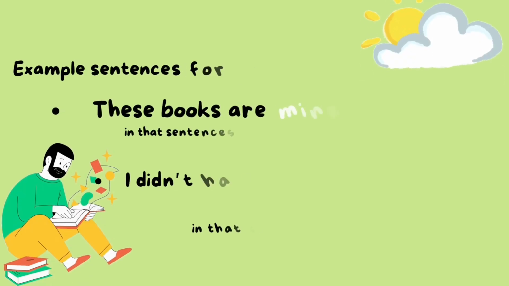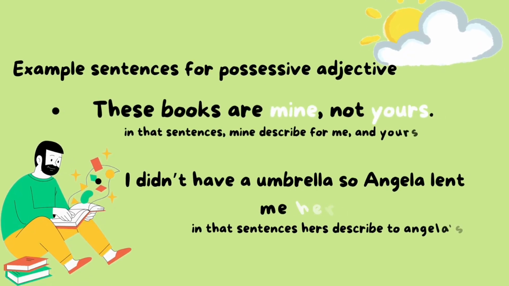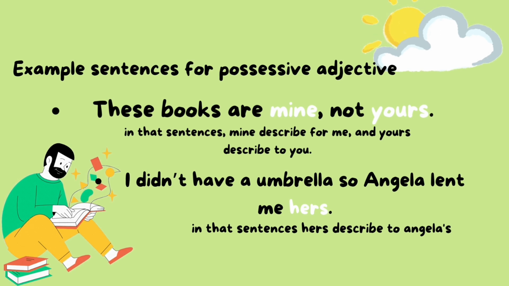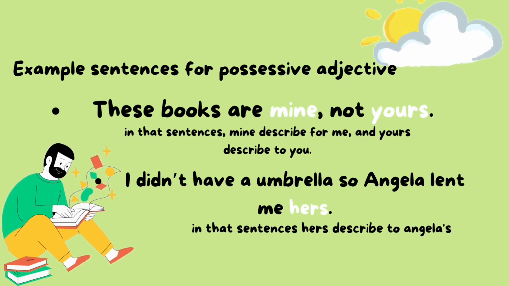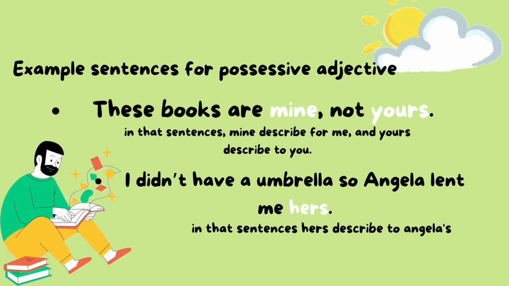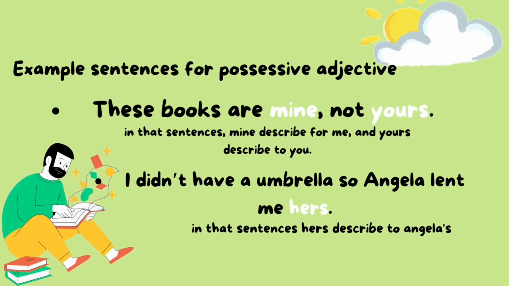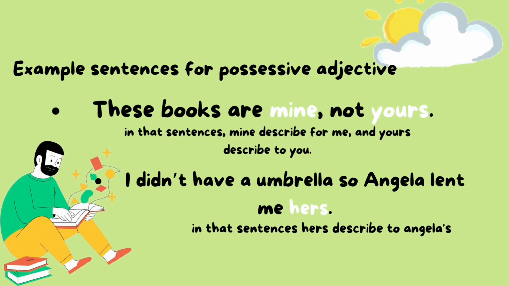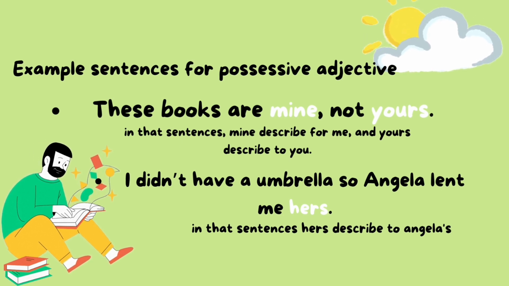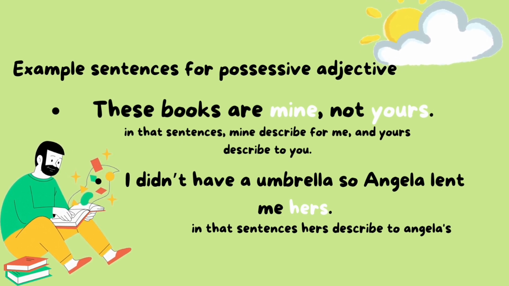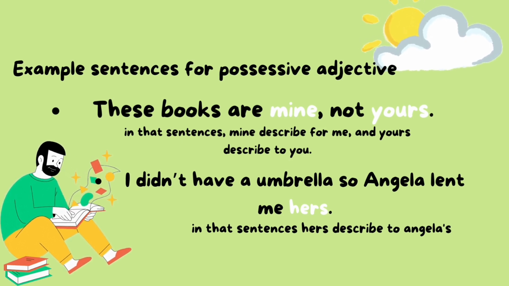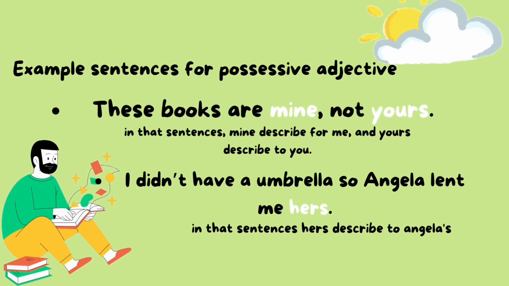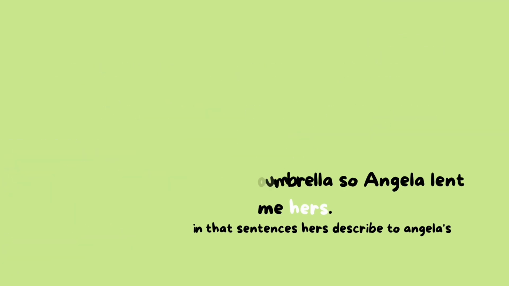Okay. The next slide is examples for possessive adjective sentences. The first example is, these books are mine, not yours. In that sentence, mine describes me, and yours describes you. For the second example, I didn't have an umbrella, so Angela lent me hers. In that sentence, hers describes Angela's.